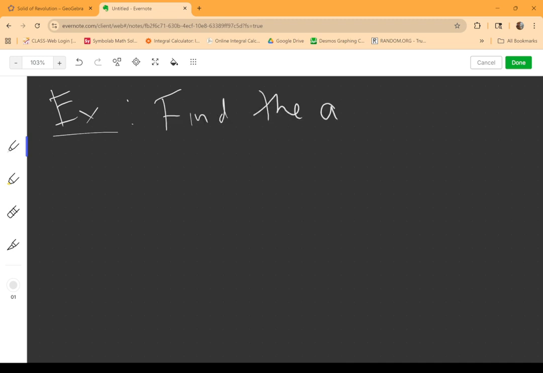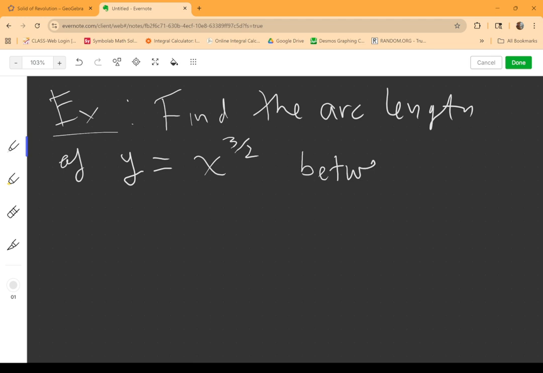Find the arc length of y equals x to the 3/2 between x equals 1 and x equals 4. Okay. All right. So given a basic problem like this, let's just consult the formula.